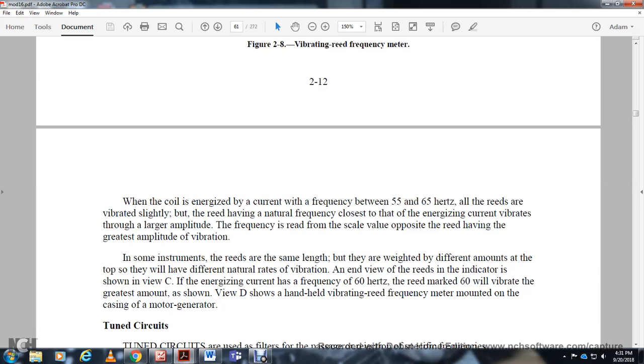When the coil is energized with a current frequency between 55 and 65 hertz, the reed with half of the natural frequency of the energizing current vibrates with the larger amplitude. Read the scale value opposite the reed with the greatest amplitude of vibration.